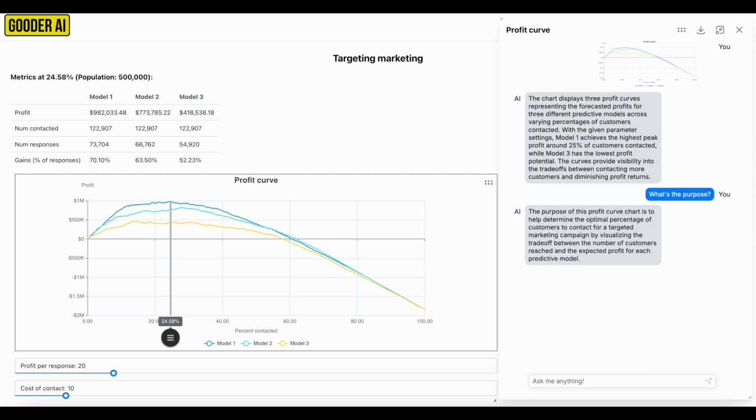The purpose of this profit curve chart is to help determine the optimal percentage of customers to contact for a targeted marketing campaign by visualizing the trade-off between the number of customers reached and the expected profit for each predictive model.